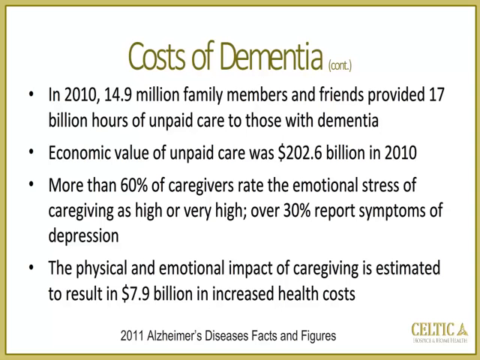In 2010, 14.9 million family members and friends provided 17 billion hours of unpaid care to those people with dementia. Economic value of unpaid care was $202.6 billion in 2010. More than 60% of caregivers rate the emotional stress of caregiving as high or very high, and over 30% report symptoms of depression. The physical and emotional impact of caregiving is estimated to result in $7.9 billion in increased health costs.